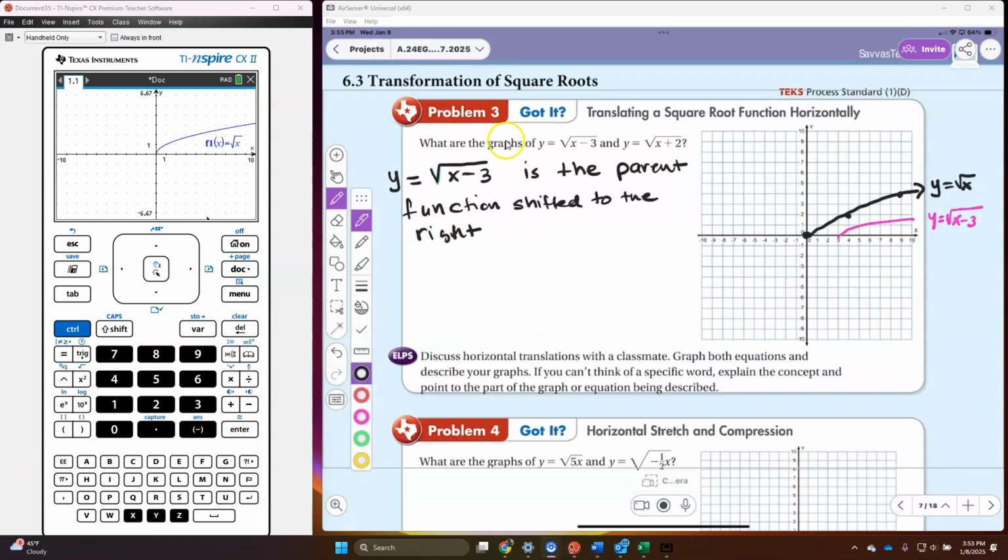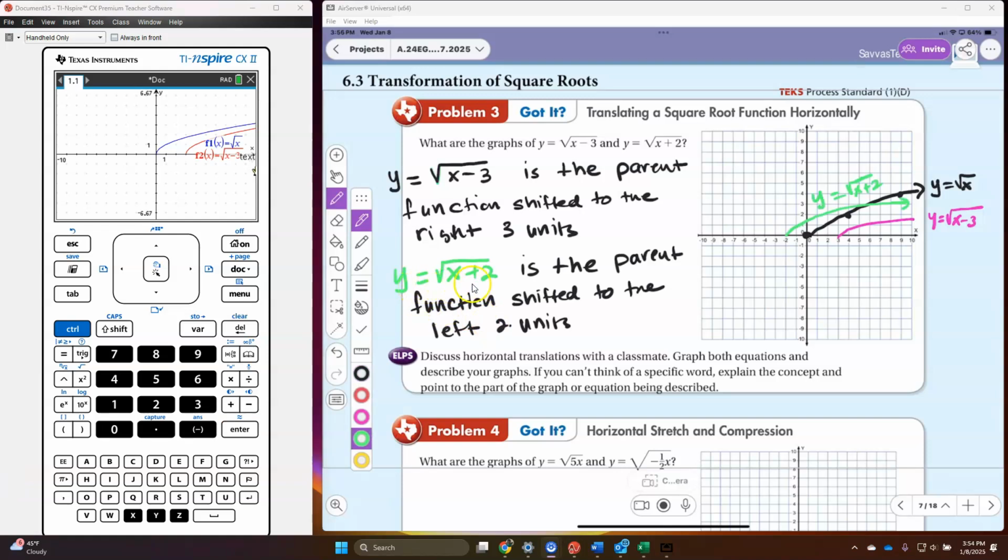Next problem we have, what are the graphs y equals square root of x minus 3 and y equals square root of x plus 2? Well, y equals square root of x minus 3 is the parent function, and it's shifted to the right. As you can see, when I do it in the calculator, you notice it goes to the right. Y equals square root of x plus 2 is the parent function shifted left 2 units. So as you can see, the green here, it's shifted 2 units left.